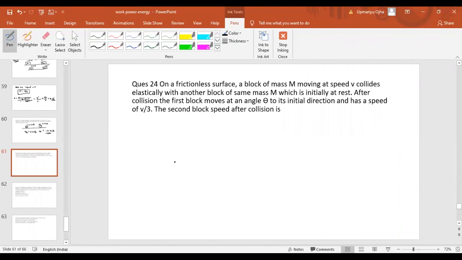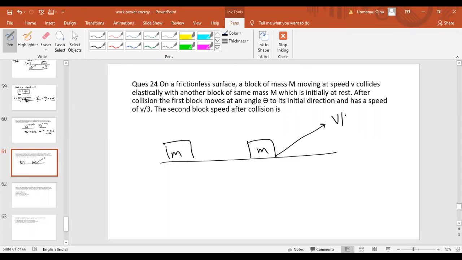So we can see a block of mass m collides with the block of mass M. When it collides, one block moves with the velocity v by 3, making an angle theta from the initial direction, and the second will move with the velocity, say, v dash. We have to find the velocity v dash.